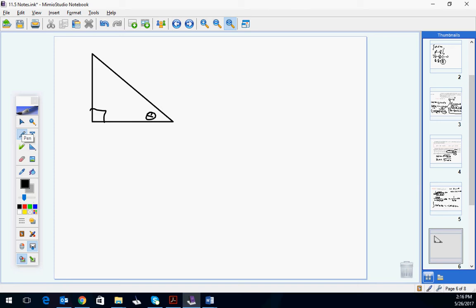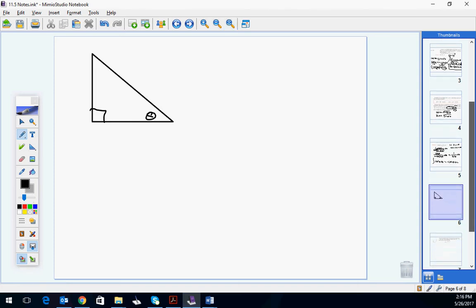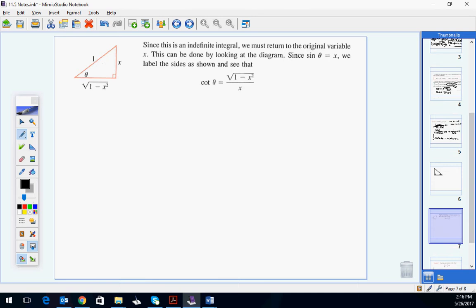Okay, I did put the picture in here. Sorry, the picture's already there. Let's do their picture. It's a little bit easier. So since it's an indefinite integral, we must return to the original variable. So we're returning it back to the way we were. So we have cotangent. So this is what the original is.